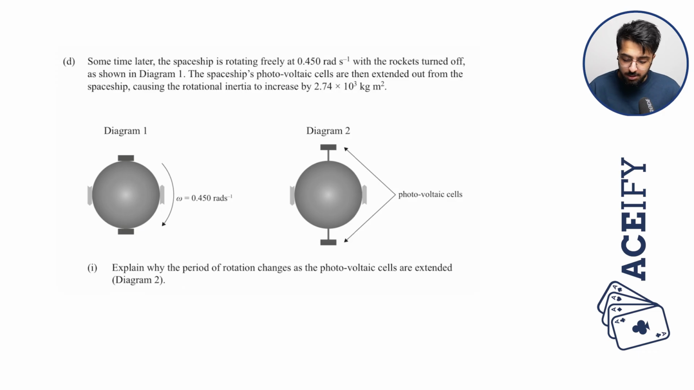Sometime later, the spaceship is rotating freely at 0.45 radians per second, with the rockets turned off as shown in diagram 1. The spaceship's photovoltaic cells are then extended out from the spaceship, causing the rotational inertia to increase by 2.74 times 10 to the 3 kg meters squared. Explain why the period of rotation changes as the photovoltaic cells are extended in diagram 2.